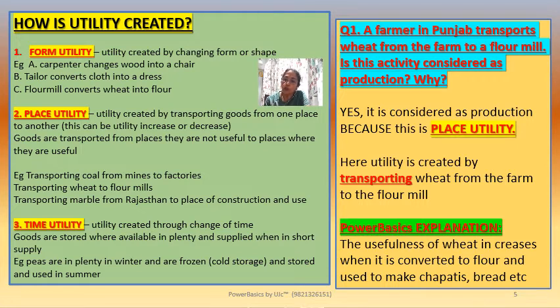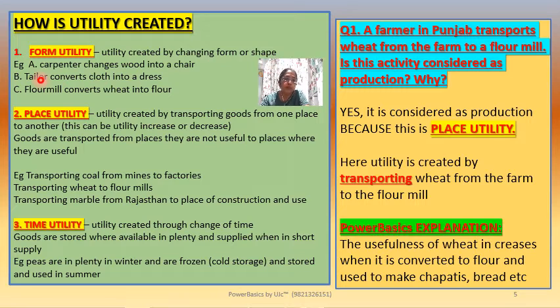Okay, so we spoke about utility. Utility is usefulness, adding value. Now, how is utility created? There are three types of utility. It could be called types or how it is created. The first one, form utility. Utility created by changing the form or shape.